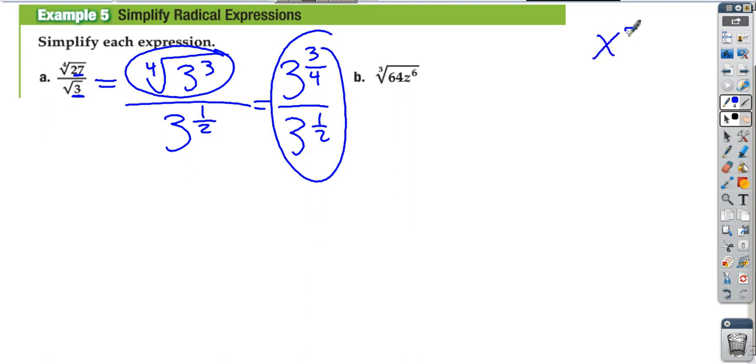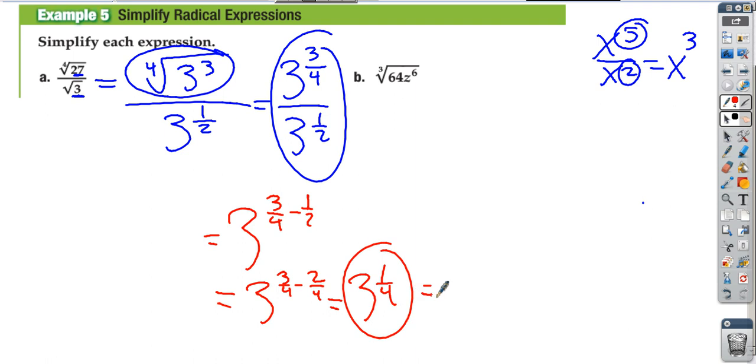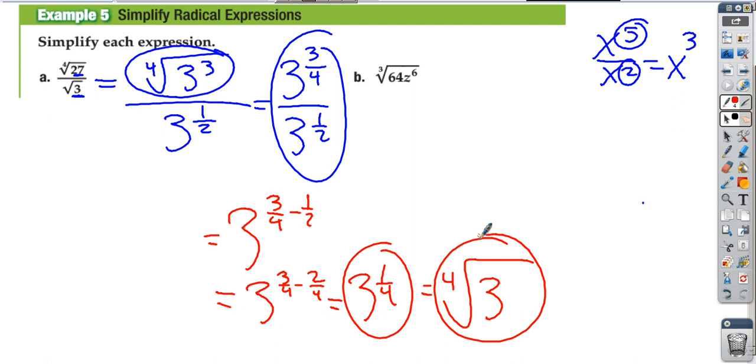Now how can we simplify that? Let's remember our exponent rules. When we're dividing powers, what we end up doing is subtracting the bottom from the top. So for example, x to the 5th over x squared would be x to the 3. So let's apply that right here. This is going to be 3 to the 3/4 minus 1/2. That's the same as 3 to the 3/4 minus 2/4, because that's what 1/2 is. And then 3/4 minus 2/4 would be 1/4. So that's the same as 3 to the 1/4, or if you want to write that in radical form, the 4th root of 3. Either one of those would be fine.